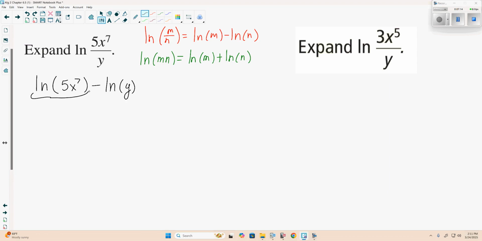Now the only log that we actually have a product in is the first one, the natural log of 5 times x to the 7th. And if we apply this product property to it, we'd have the natural log of 5 plus the natural log of x to the 7th minus the natural log of y. Questions?